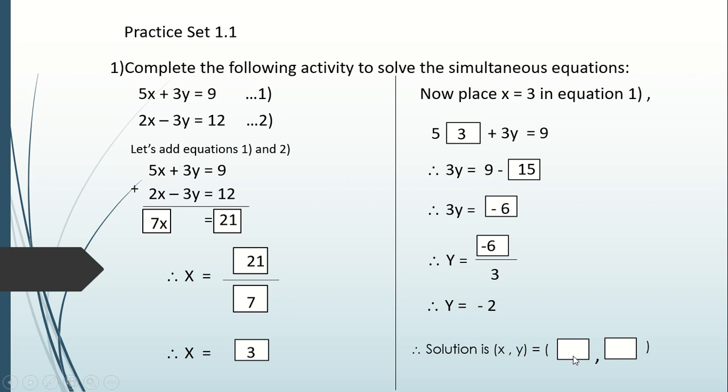So my solution is x, y. Now see, your solution set is always x, y, always. Variable x should come first and then y. So 3, minus 2 is my solution set.